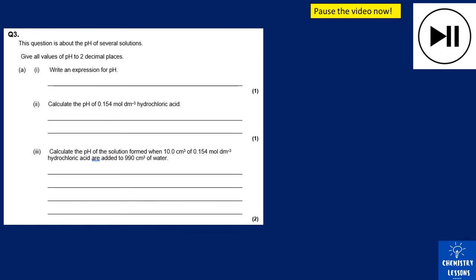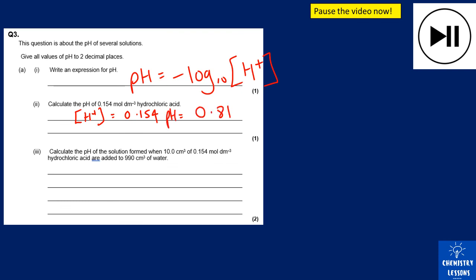Okay, writing an expression for pH. pH is equal to minus log of H plus concentration. Minus log of base 10 H plus concentration. And calculating the pH of 0.154 moles per decimeter cubed of HCl. Now we know it's a strong acid and we know it's monoprotic, so we know that the H plus concentration then is just the same as the acid. So if we punch that into the calculator, minus log base 10 of 0.154 is equal to 0.81. So my pH is equal to 0.81 at 2 decimal places.